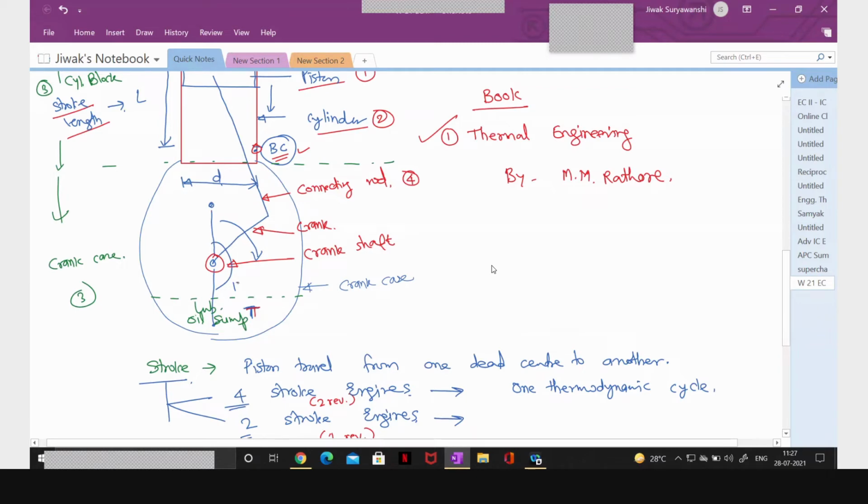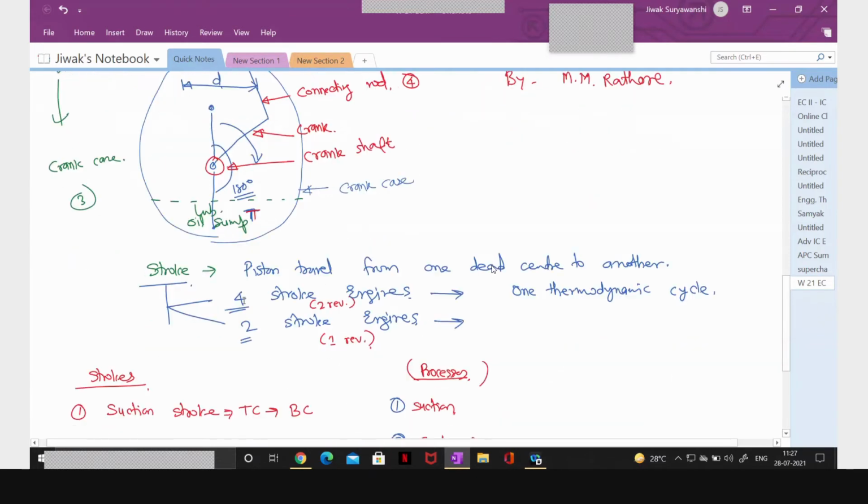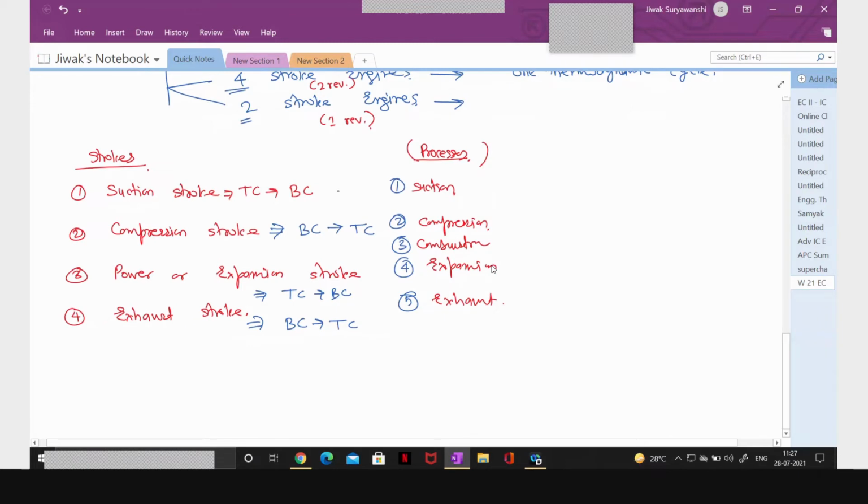180 degrees of crank angle. Then next is again 180. Third one is also 180. This one also 180 degrees. So how many revolutions do you need? You need 2 revolutions. For 4 strokes, you need 2 revolutions in the case of a 4-stroke engine. But during this, all 5 processes are taking place. Suction is there, compression is there, combustion is also there, expansion is there, and exhaust is there.